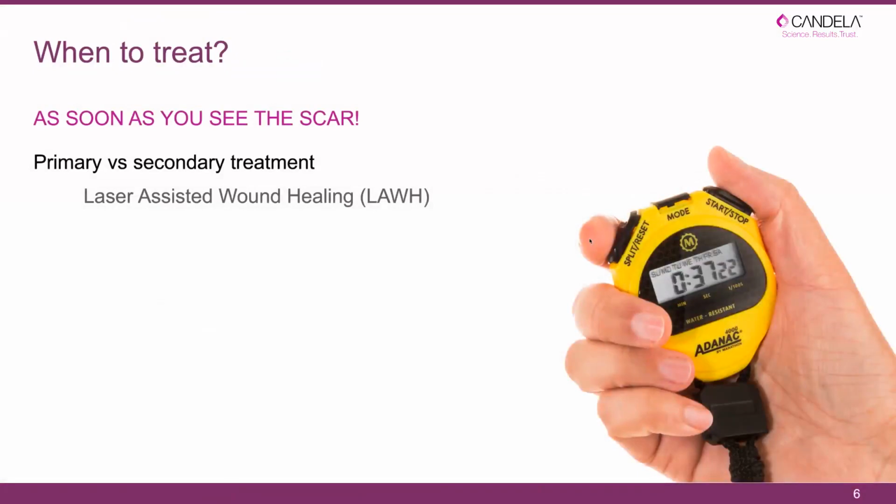First question of the day: when to treat the scar? Basically, the first message that I want to give you is that the treatment should be set up as soon as you see the scar. And this leads us to two treatment regimens, the primary or secondary treatment. The primary treatment basically treats the scar as soon as we see it, just after the wounding, meaning that, for instance, if you have a surgery scheduled, you can already schedule your treatment to assist your wound healing by laser treatments. Next slide.